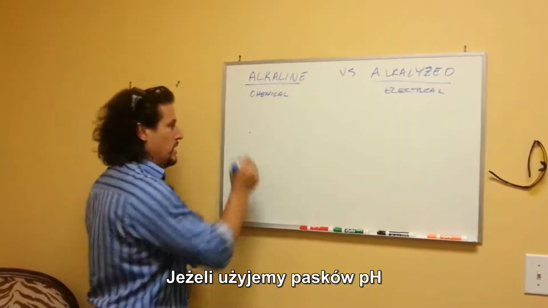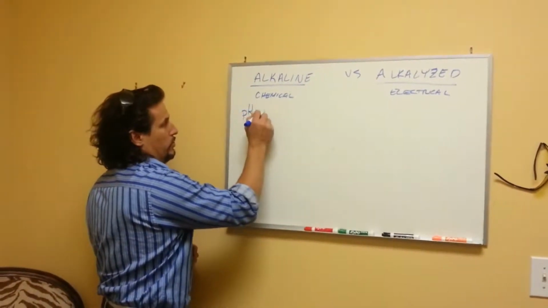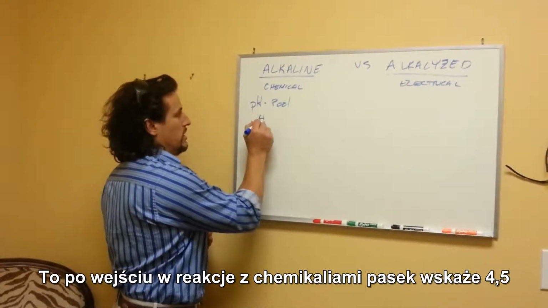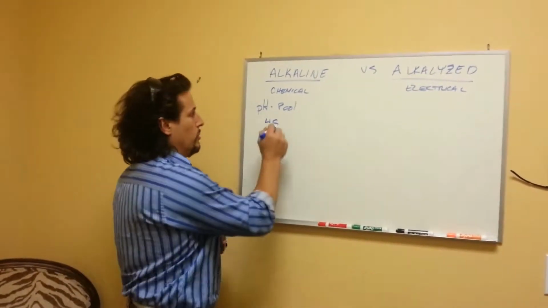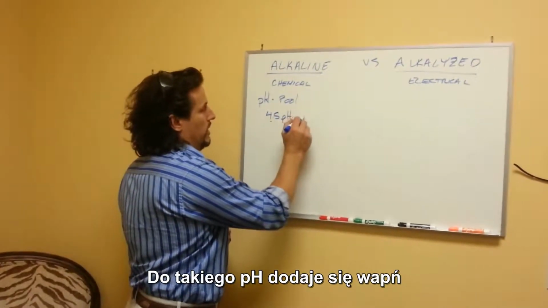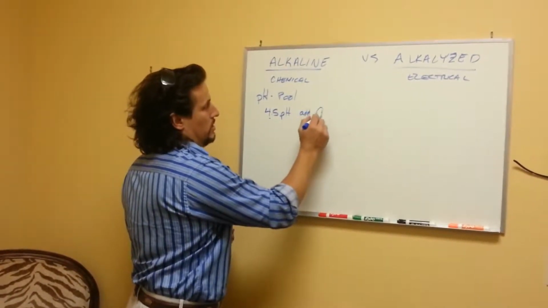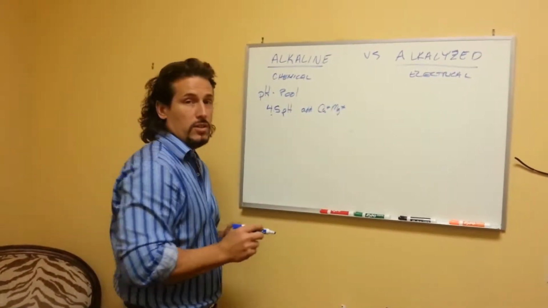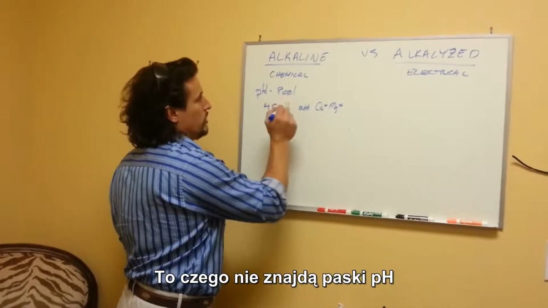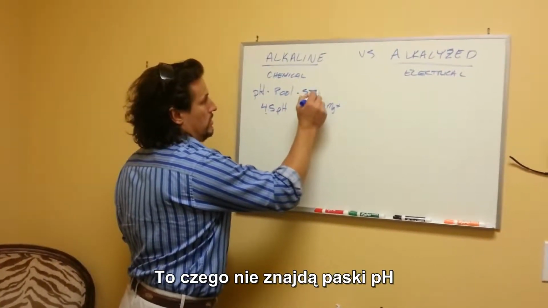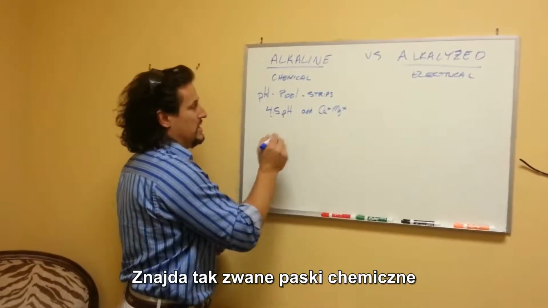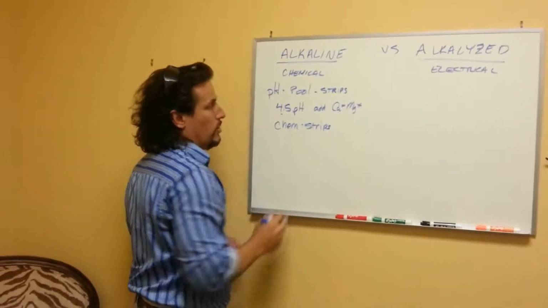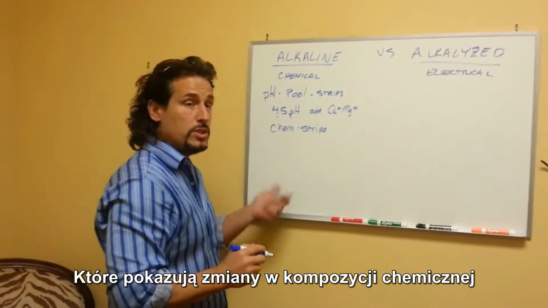If you were to use your pH strips, like for a pool, and they test the chemicals and the water comes out at, say, 4.5. Well, with a pH of 4.5, you would then add either calcium or magnesium or something like that to increase the alkalinity. What the pH strips are looking for is they're actually known as chem strips, which means they're looking for a chemical composition change.